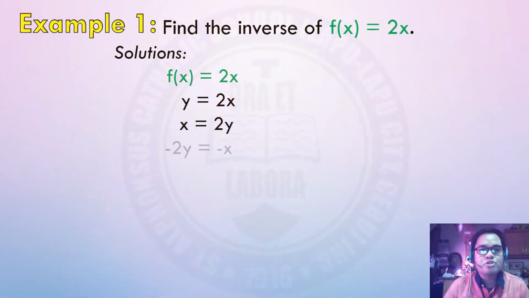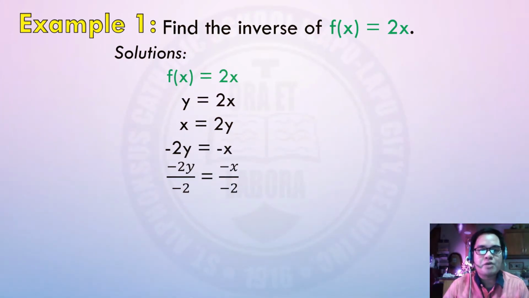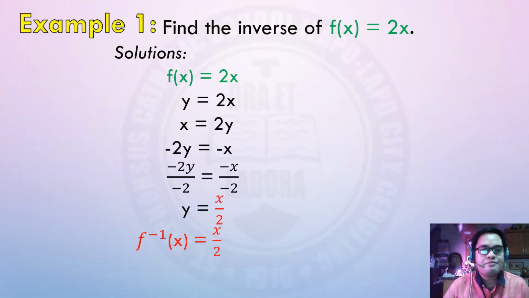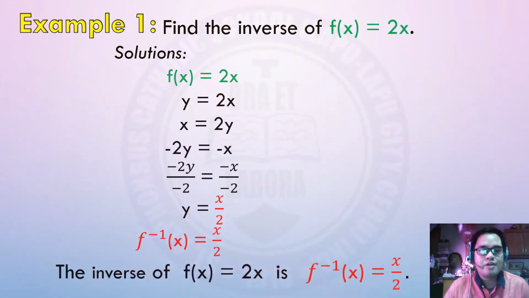Then solve for y in terms of x. So we are going to transpose 2y to the other side of the equation and x to the other side of the equation because we need to isolate the variable y. So we are going to divide both sides of the equation by 2 and it will become x over 2. And after that, replace y with this notation f inverse of x equals x over 2. Therefore, the inverse of the function 2x is x over 2.